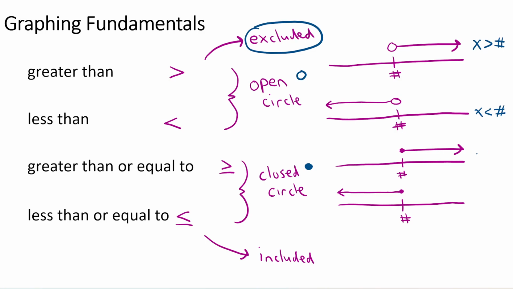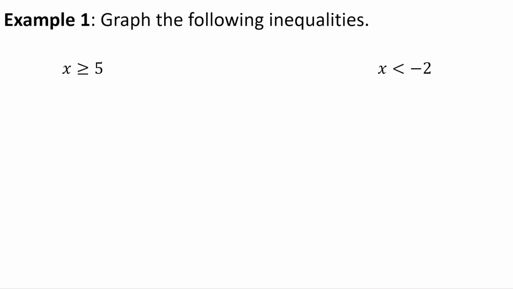For the closed circle, it's a different case, but similar. You take x greater than or equal to that number, meaning we include the number that it's above. So we put a closed circle on it and it goes to the right. Same thing here, x less than or equal to a number is that same number and lower as well. So we're including those numbers too. Now let's look at some graphing examples to get a better understanding of this.